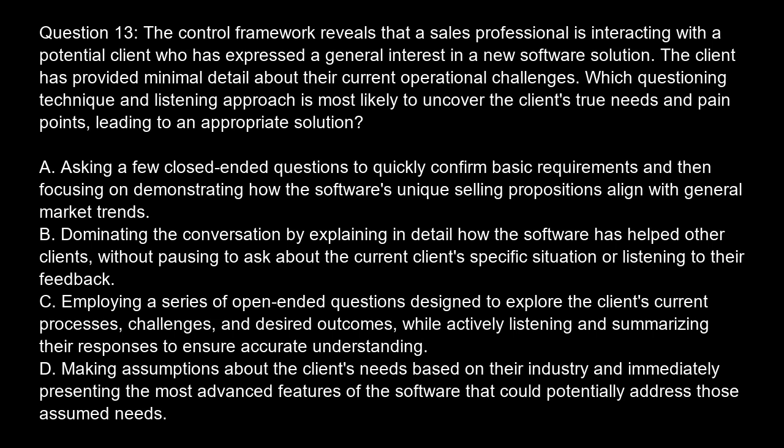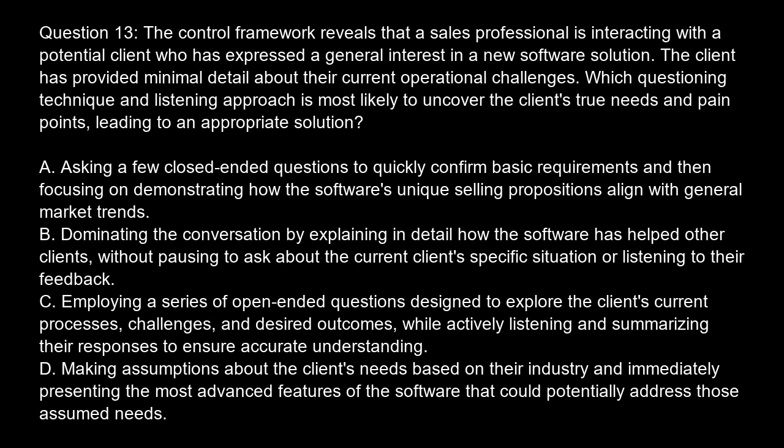Option A. Asking a few closed-ended questions to quickly confirm basic requirements, and then focusing on demonstrating how the software's unique selling propositions align with general market trends. Option B. Dominating the conversation by explaining in detail how the software has helped other clients, without pausing to ask about the current client's specific situation or listening to their feedback.